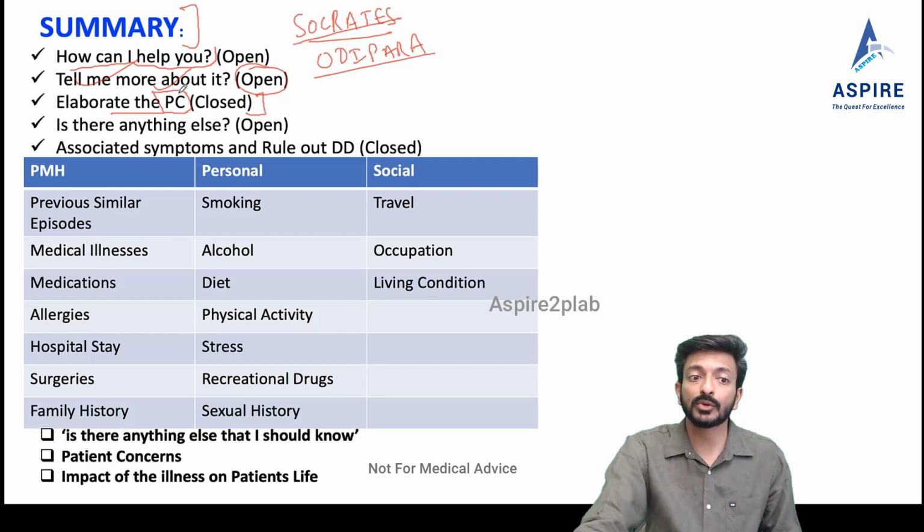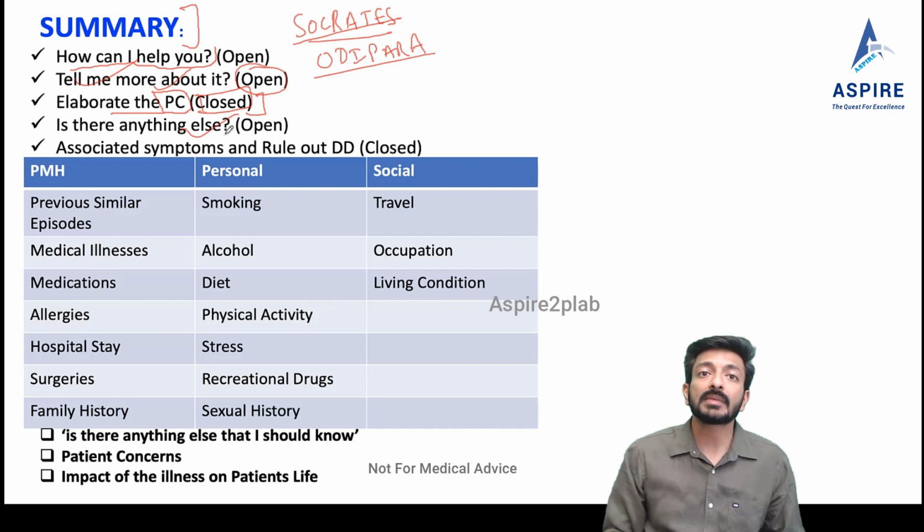So how can I help you? And then tell me more about it. And let's see how much the patient is going to tell you. And then you elaborate the presenting complaint by asking all the closed questions. Right, so once you are done with your first presenting complaint, we need to put another open question. Is there anything else? See, the patient might be having some other complaints as well.